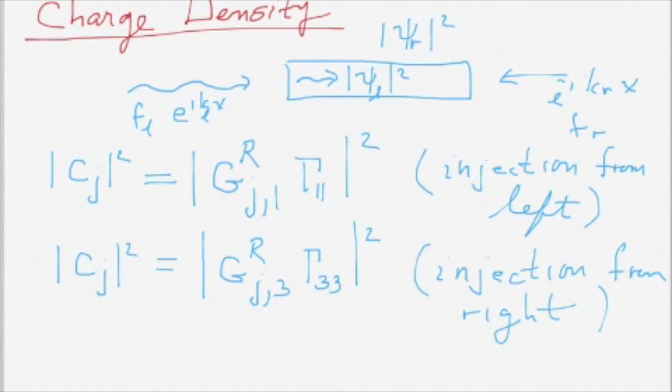And so the magnitude of Cj for any arbitrary j in your device is just given by, if you inject from the left, the first line, and if you inject from the right, the second line, for any arbitrary node j in the device. And to get the total charge density, you need to sum up what's being injected from both the left and the right.